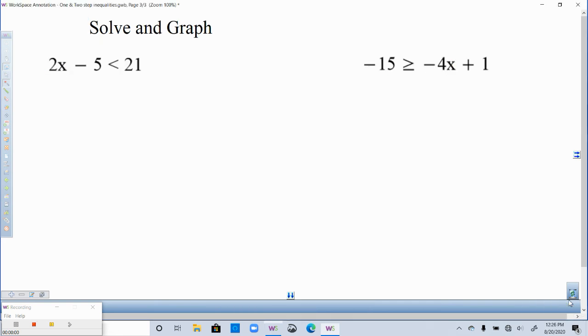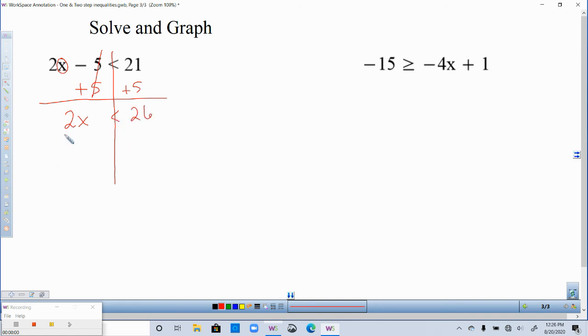All right, and then you can see this on two-step equations. I'm going to try to go through this quickly. So we have to circle our x. Between these two, the 5 is the one that's furthest away, so we're going to add 5 to both sides. That cancels, and so we got 2x is less than 26.